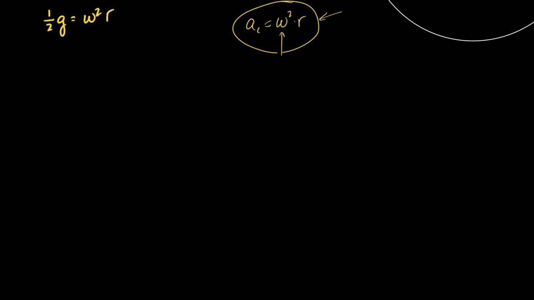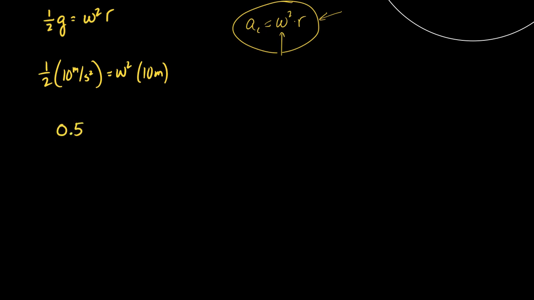So just looking at that, 1/2 times 10 meters per second squared equals omega squared times 10 meters. We're looking for omega, but pay attention to the units. If I do the math here, I'm going to get 0.5 on the left, right? Half of 10 is 5. 5 divided by 10 is 0.5.